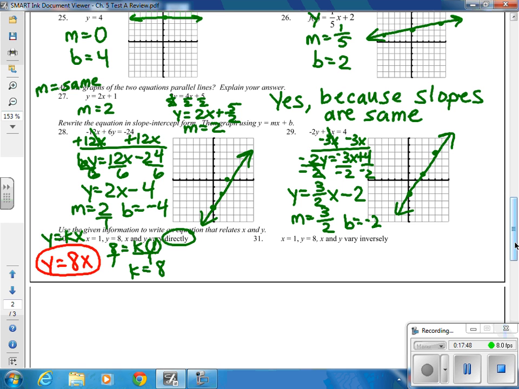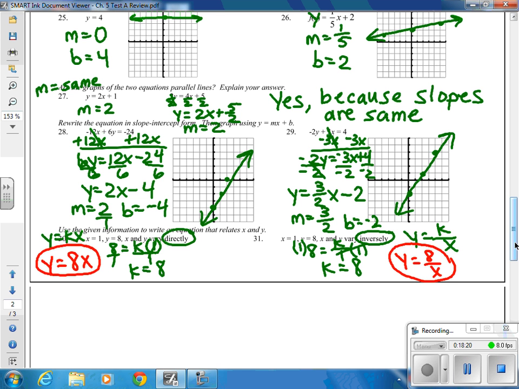For 31, you'll see that the keyword is inversely. So that's your formula, y equals k divided by x. Same thing, find the k, then go back to your formula and plug it in and get your equation. So once again, y is 8, k we don't know, and x is 1. So to get rid of that, we multiply by 1, and you get k equals 8. Once again, this is just coincidental, by the way. All right, so with our k value being 8, we go back to our equation and plug it in, and we get y equals 8 divided by x. So that's our inverse variation problem.